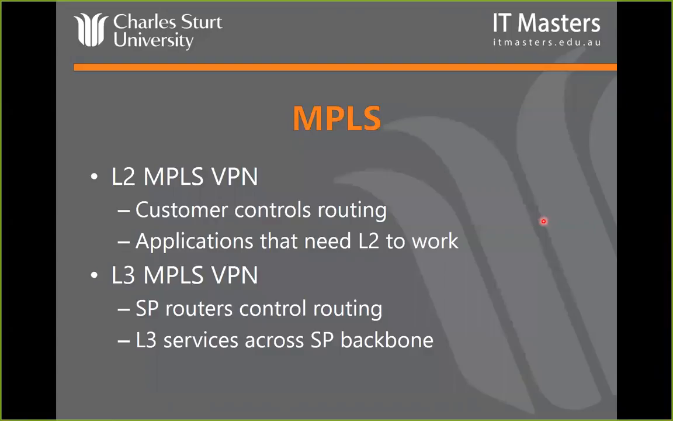A layer 3 MPLS VPN just takes it a step above. Now the service provider routers control the routing, and the layer 3 services are sent across the service provider backbone. So it's just the next abstraction up. It just takes that routing away from you as a customer. Some customers like that, some customers hate it. Depending on how big you are as a customer and what your in-house tech is like, you may decide that layer 2 is enough for you.